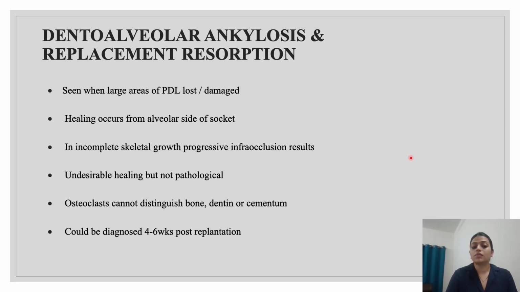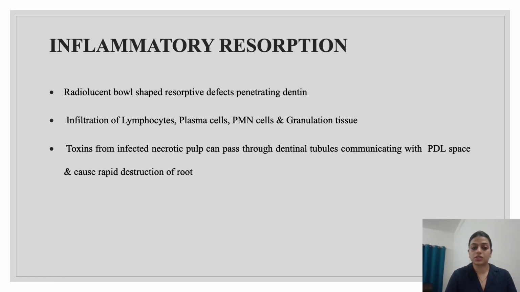Then dentoalveolar ankylosis or replacement resorption. It is seen when large areas of PDL are lost. That is, when the attachment apparatus is lost or damaged, then this ankylosis takes place. So healing now takes place from the alveolar side of the socket, and in patients where incomplete skeletal growth has taken place, it might result in infraocclusion as well. Undesirable healing, but still it is not pathological. And osteoclasts cannot distinguish bone, dentin or cementum, so that's the reason why it takes place, and it could be diagnosed 4 to 6 weeks post replantation.